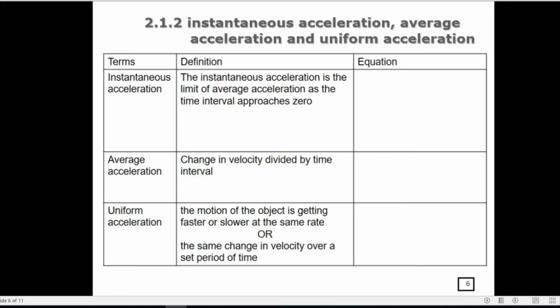Like velocity, acceleration has its own terms as well. We're going to learn three terms of acceleration: instantaneous, average, and uniform acceleration. The first is instantaneous acceleration, which is defined as the limit of average acceleration as the time interval approaches zero.